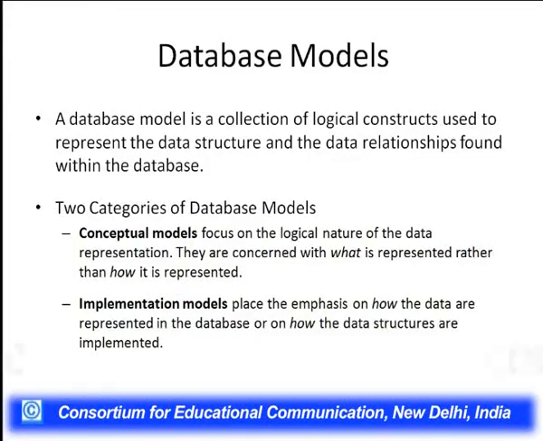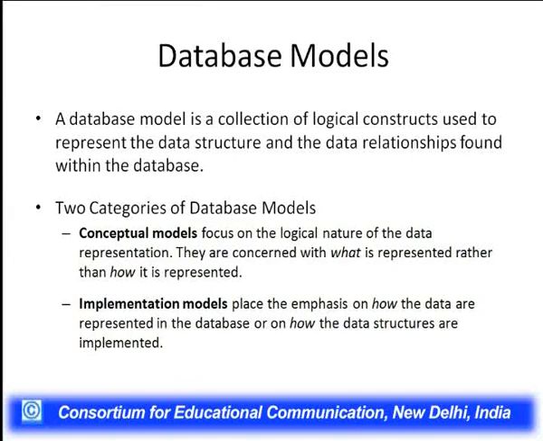Here we talk about what is a database model basically. So it is a collection of different kinds of frameworks or different kinds of objects together which constitute the database model or constitute the finalized database product. So it is a collection of logical constructs which is used to represent the data structure and the data relationships found within the database.